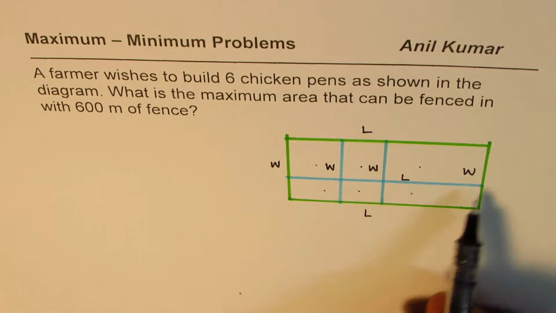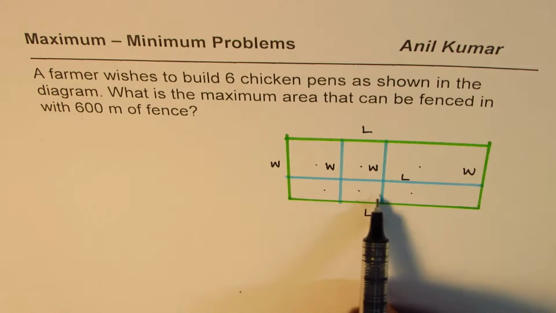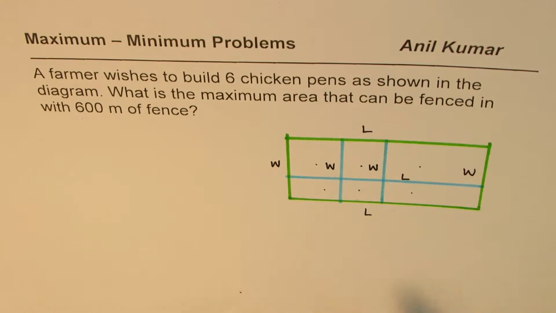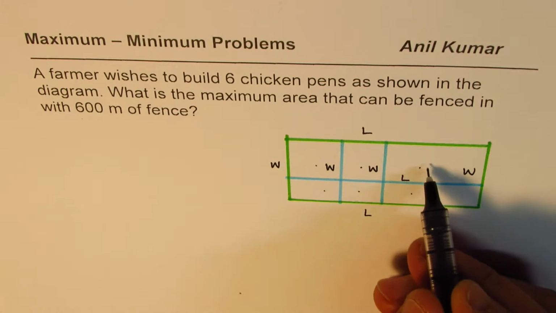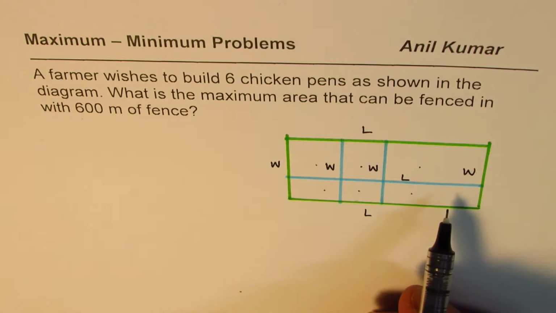Now why some students get confused about it, since the diagram is such that these are not equally placed, they're trying to figure out how to work it out. But it's kind of straight. These lines could be anywhere. Since we are working with the perimeter, it really doesn't matter.